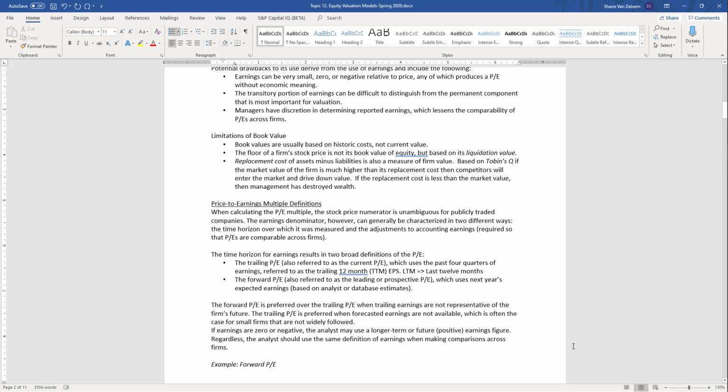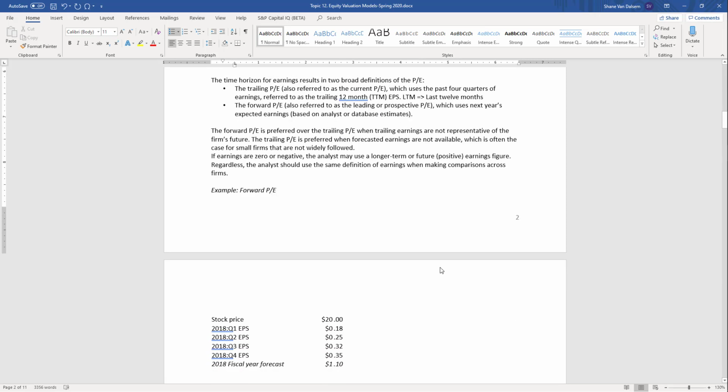Later on, I'm going to show you how to use the PE ratio of a firm for the horizon or the terminal value for a stock to determine what that value will be. But for now, we're just going to consider it as a comparable measure. The forward PE is preferred over the trailing PE when the trailing earnings are not representative of the firm's future. The trailing PE is preferred when forecasted earnings are not available, which is often the case for small firms that are not widely followed. If earnings are zero or negative, the analyst may use a longer term or future positive earnings figure. Regardless, the analyst should use the same definition of earnings when making comparisons across firms.